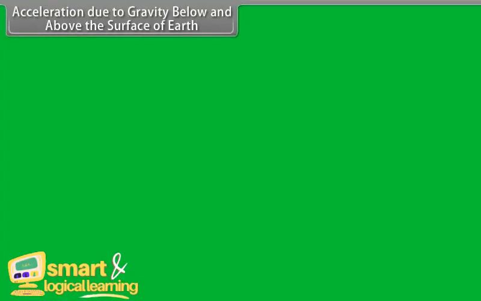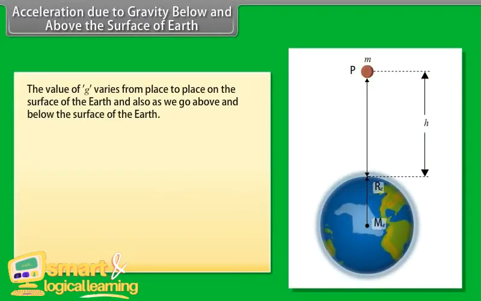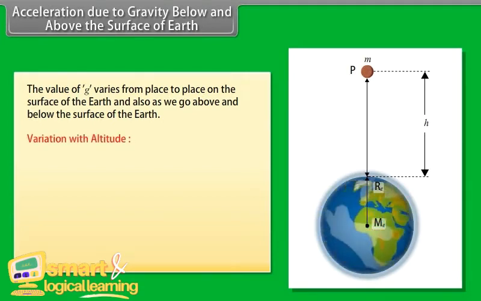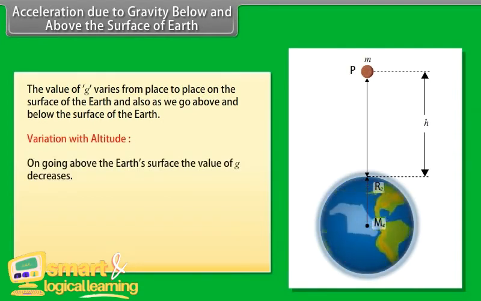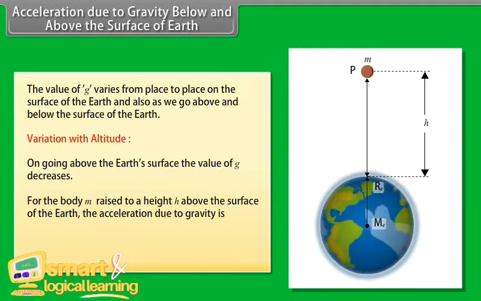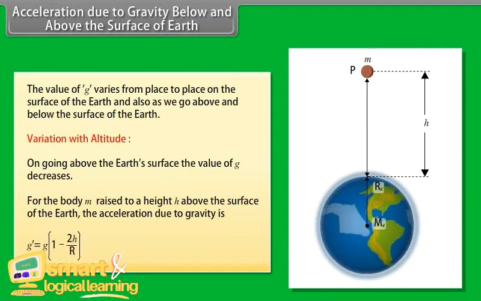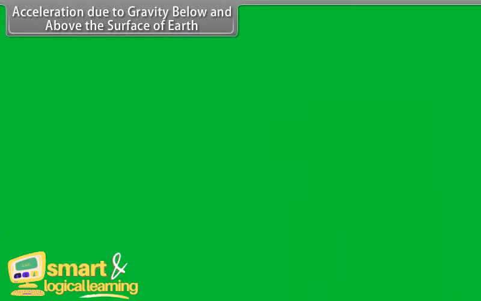Acceleration due to gravity below and above the surface of Earth. The value of g varies from place to place on the surface of the Earth and also as we go above and below the surface of the Earth. Variation with altitude. On going above the Earth's surface, the value of g decreases. For the body m raised to a height h above the surface of the Earth, the acceleration due to gravity is g dash is equal to g multiplied by 1 minus 2h upon r.